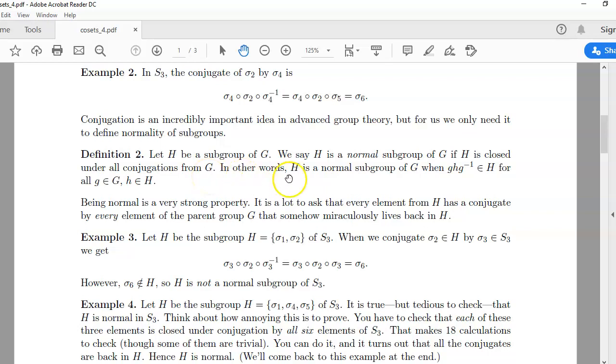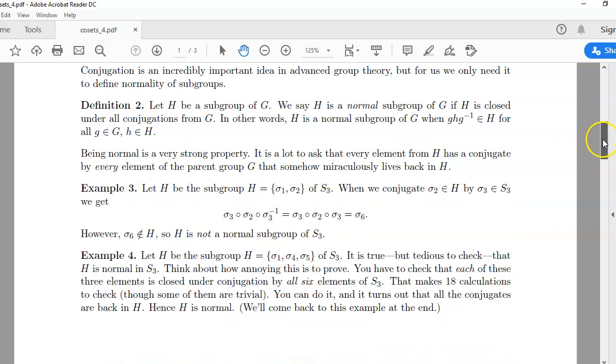In other words, when is H a normal subgroup? Well, when you take anybody in H, that's the middle term of the sandwich, and then you take any element of G, even the ones that are outside of H, and you conjugate by those guys, the resulting conjugate, for some reason, lands back inside of H and nowhere else. So it's a really, really strong property because you're asking that every element from H has a conjugate by every element of the parent group that somehow lives back in H.